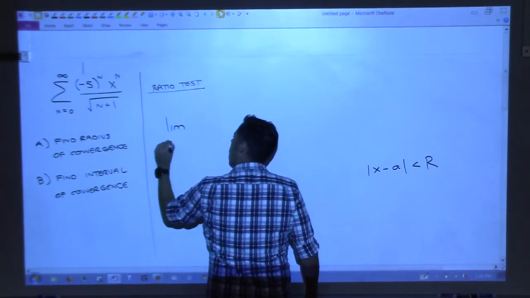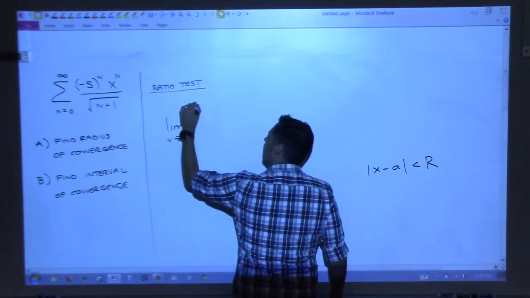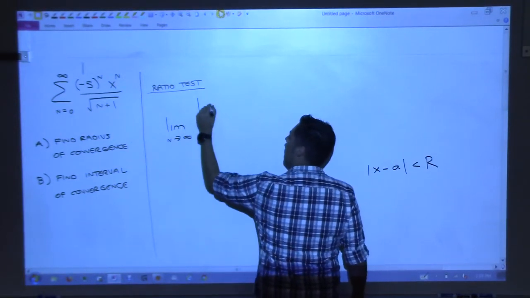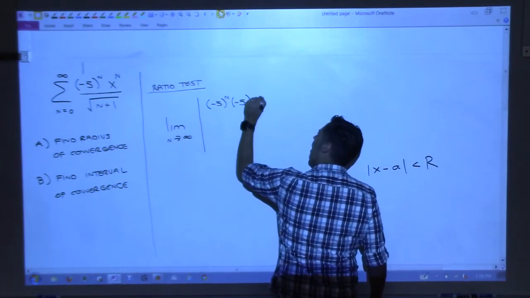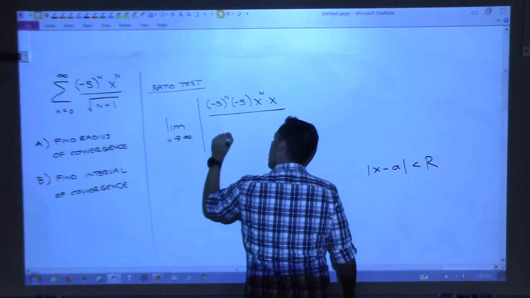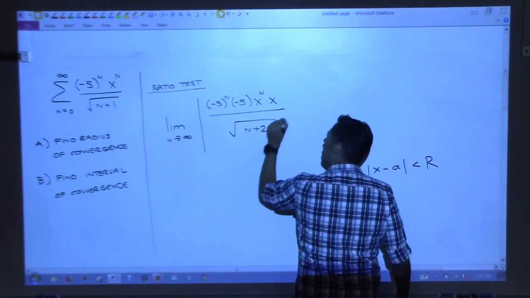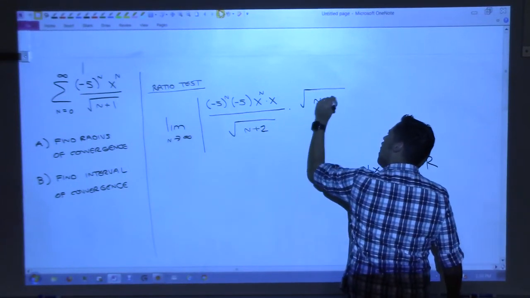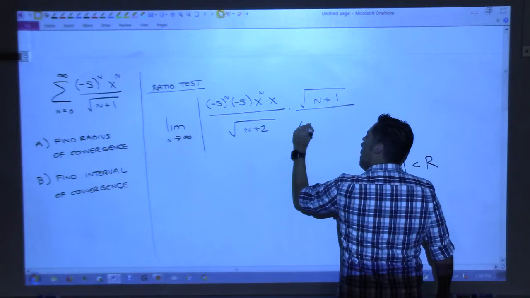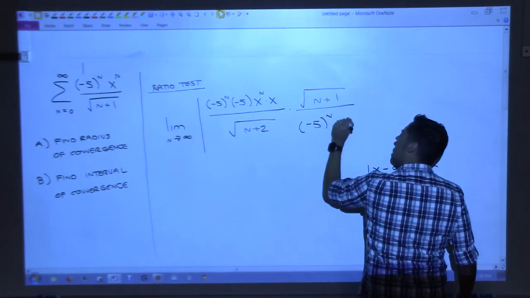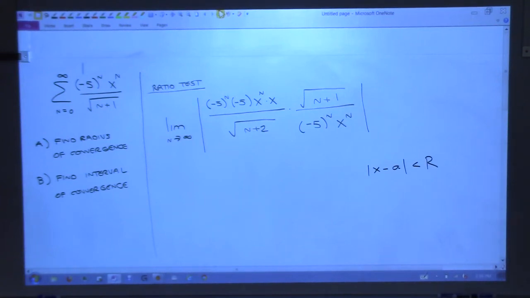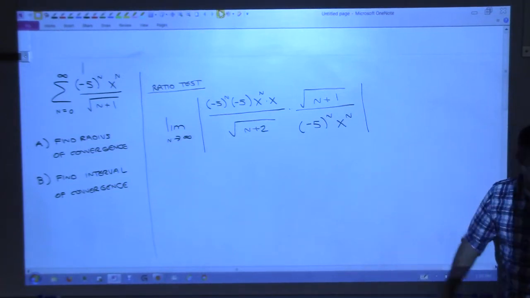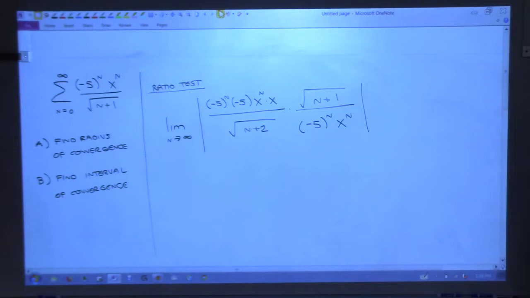Limit as n goes to infinity. Okay, negative 5 to the n times negative 5 times x to the n times x over square root of n plus 2, times square root of n plus 1, over negative 5 to the n x to the n. All right, take a moment to look at that and make sure you understand where all those pieces came from. And now would be your opportunity to ask me if there's anything in there that you don't get.